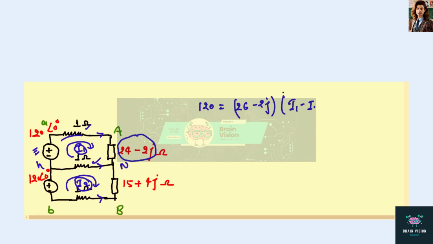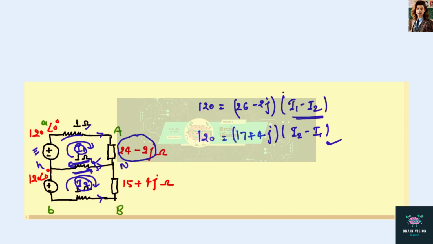Similarly, for loop 2, the loop equation will be 120 equal to 17 plus 4j into I2 minus I1. If you look at loop 1, the current I1 is in this direction and the current I2 in this direction, so the difference of both comes over here, which is I1 minus I2. Similarly, for the second loop, I2 is in this direction and I1 in this direction, so the difference comes over here.